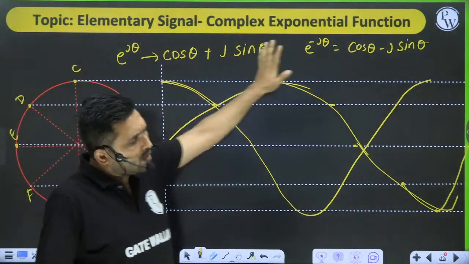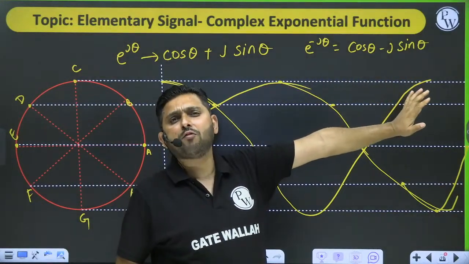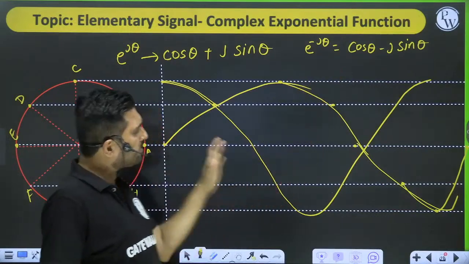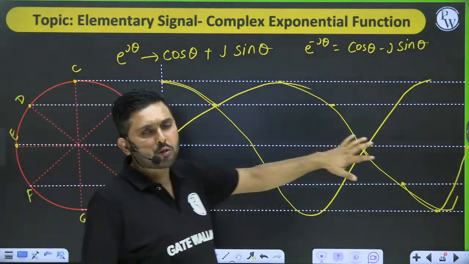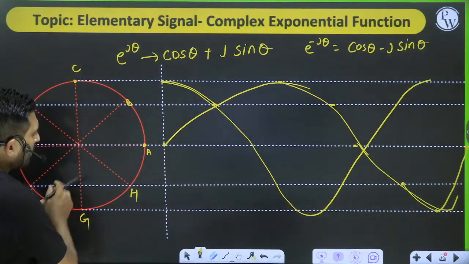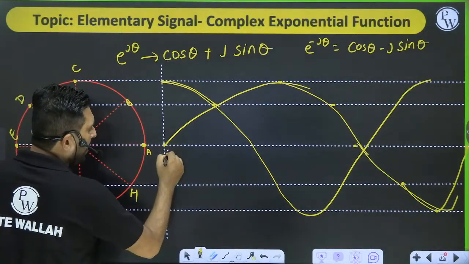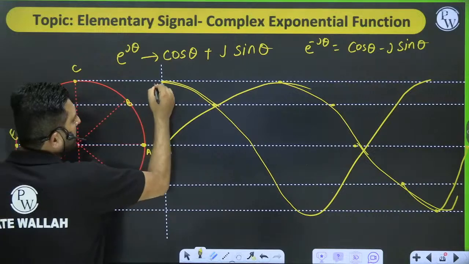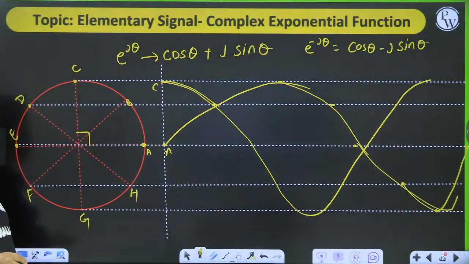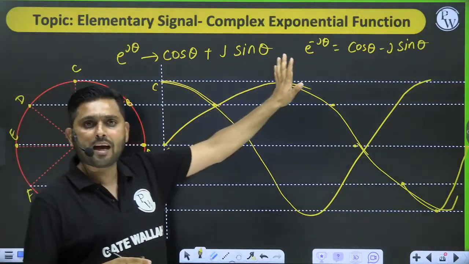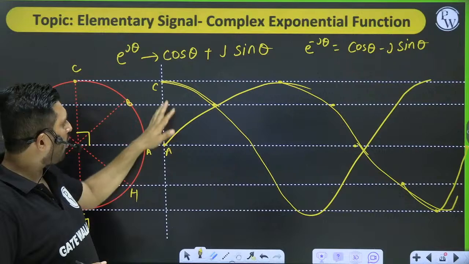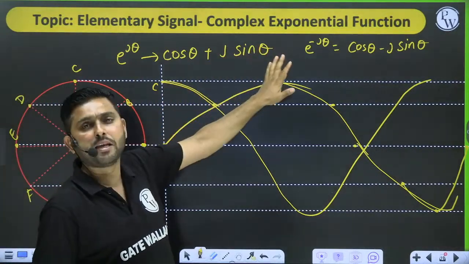I just want to tell you the meaning of this equation. This equation says that a circular motion will lead to sine and cosine. And what is the phase difference between these two? I have started this point as A and this point as C. So what is the phase difference? The phase difference ideally is 90 degrees. That's the meaning: cos and sine are 90 degrees apart. So cos is 90 degrees ahead of sine. That's the meaning here.